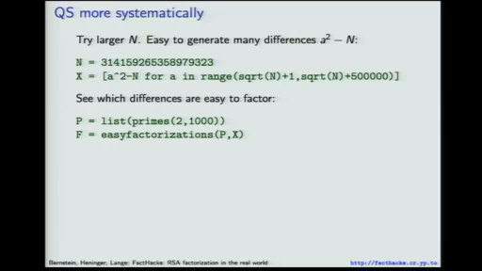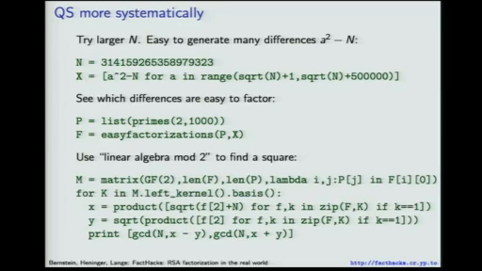And then there's a big chunk, which I won't try to explain, which is called linear algebra mod 2. And that somehow figures out a square that comes from the factorizations.